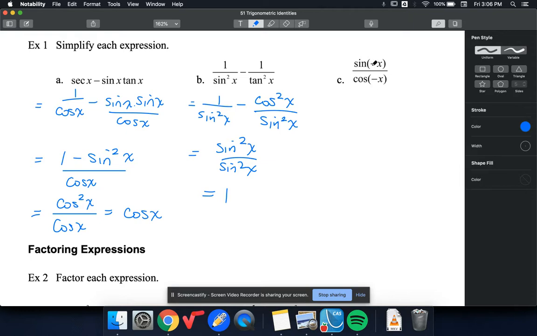All right, these are my even odd identities. I know sine of negative x is an odd function, so that's the same as negative sine of x. Cosine is even, so that's positive cosine of x. That simplifies down to negative tan of x. So another way we might phrase this is simplify each to a single expression. So we got down to just one thing. So that might be other things you see.